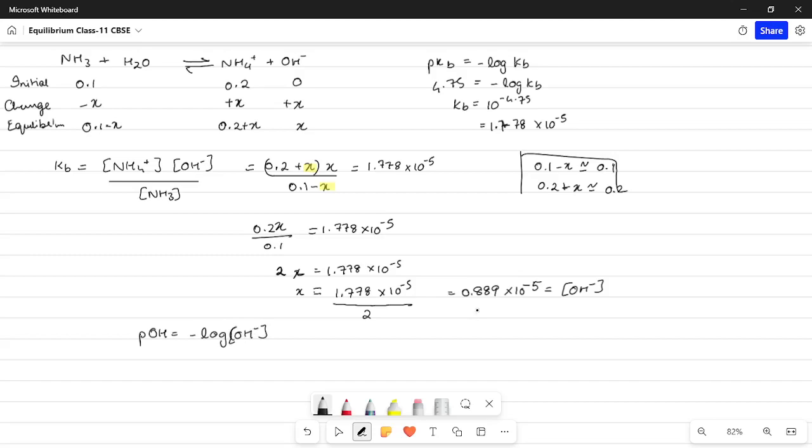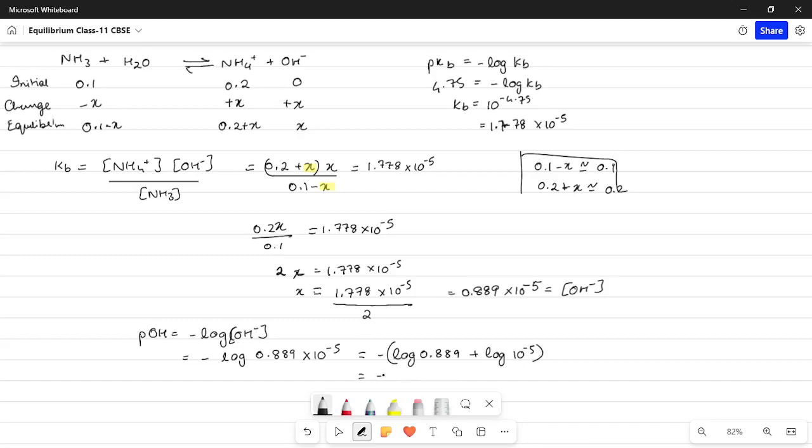So what we can also do is switch this, but actually I'm just going to leave it as it is because that's what I did in the past. So we're just going to go forward. So minus log 0.889 into 10 to the power minus 5. And this is equal to minus log, we're going to simplify: log A into B is log A plus log B, right? So log A is 0.889 plus log 10 to the power minus 5.